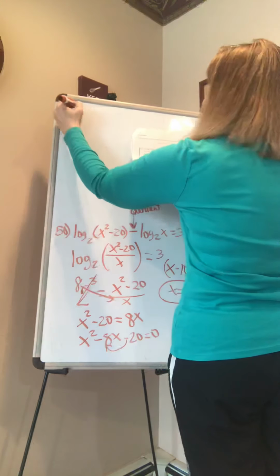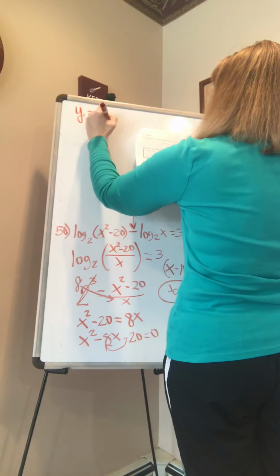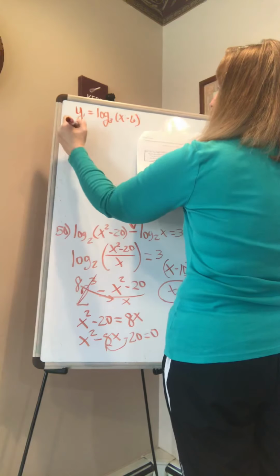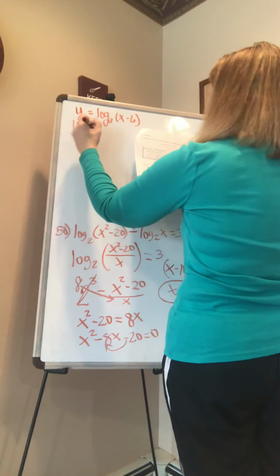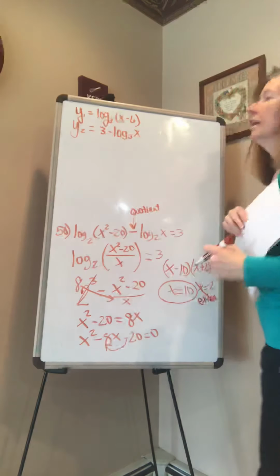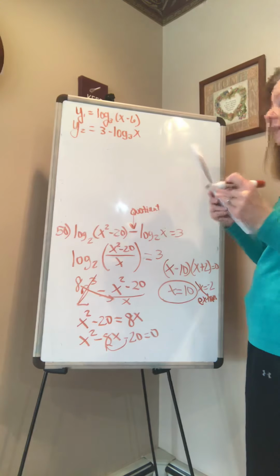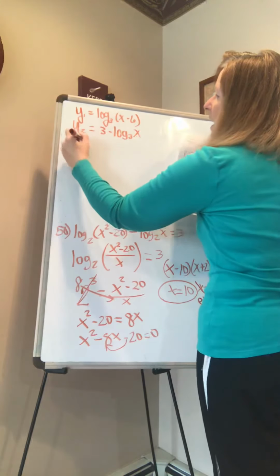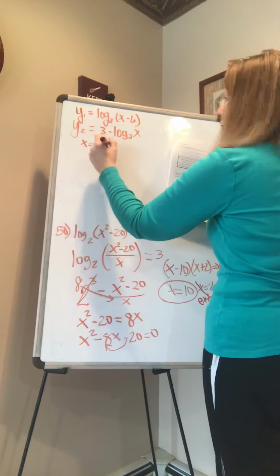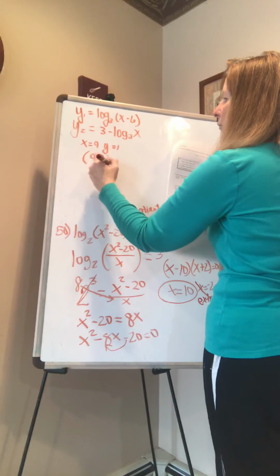52, if you have in y1 log base 3 of x minus 6, you have a graphing calculator. I would do this on the graphing calculator. y2, you have 3 minus the log base 3 of x. You type this in, you hit intersect, you are going to get that they are intersecting at x equals 9 and y equals 1. You can do this so fast on your calculator, your head would spin.